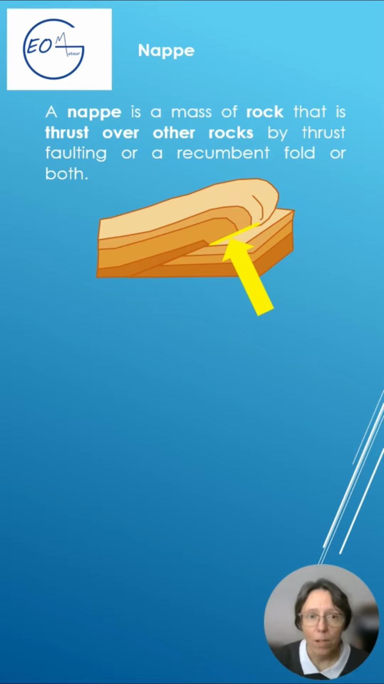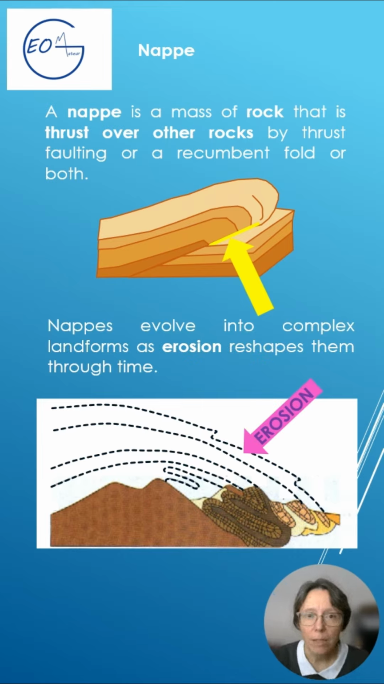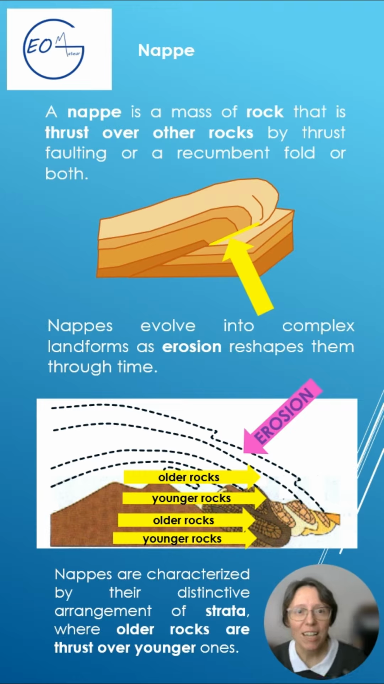A nappe is a mass of rock that is thrust over other rocks by thrust faulting or recumbent folding or both. Nappes evolve into complex landforms as erosion reshapes them through time. Nappes are characterized by their distinctive arrangement of strata, where older rocks are thrust over younger ones.